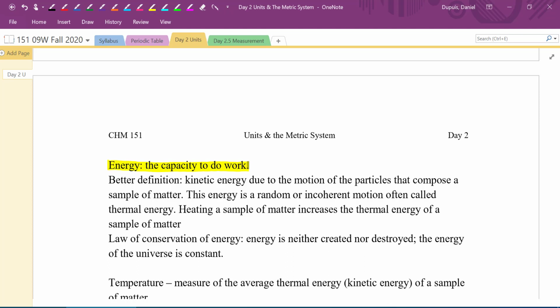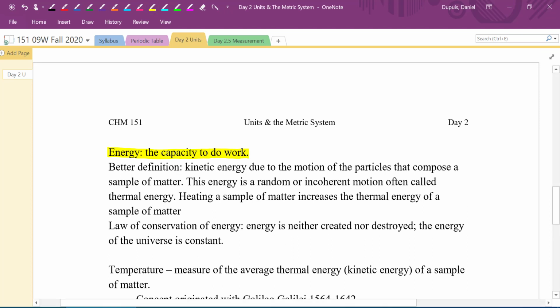All right, and temperature here. Temperature is the measure of the average thermal energy of a sample of matter. So temperature measures this thermal energy.